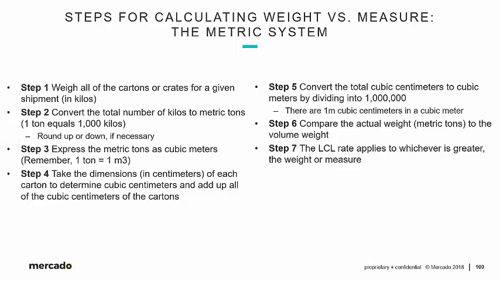Step 4, this is where it starts to get a little different in the metric system. Take the DIMs in centimeters of each carton to determine cubic centimeters and add up all of the cubic centimeters of the cartons. Step 5, equally different from what we saw in the standard system. Convert the total cubic centimeters to cubic meters by dividing into 1 million. Where does 1 million come from? There are 1 million cubic centimeters in a cubic meter. That's the crux of the conversion, step 4 and step 5.